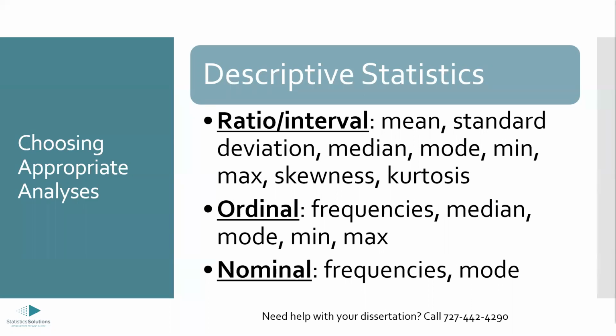Specifically for the ordinal level of measurement, you can also report the median or the middle value, because for ordinal data, we are able to rank the values in a certain order. So we are able to determine the middle value for ordinal data. You can also report the mode, which is the most frequent response or the most frequent category, as well as the minimum and the maximum, because again, with ordinal data, we can rank them in order from lowest to highest. So we know what the lowest possible category is, and we know what the highest possible category is.